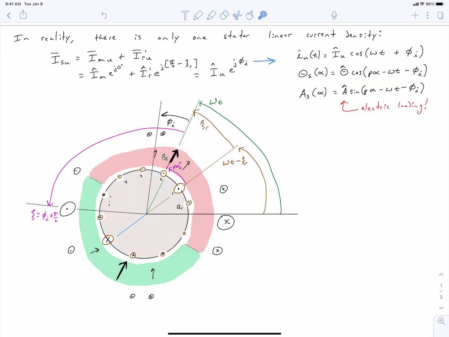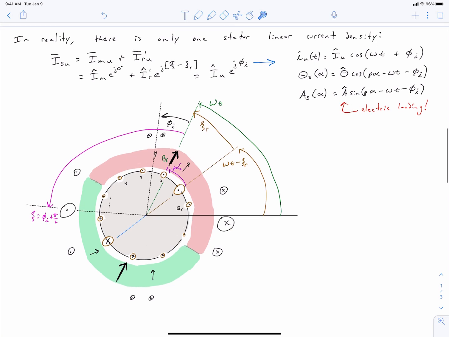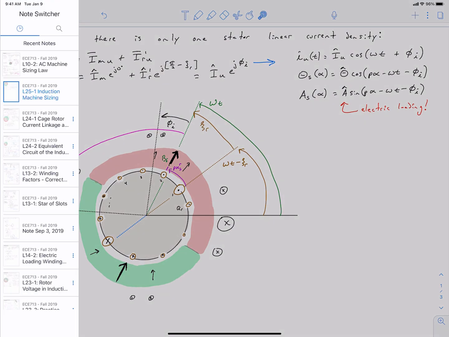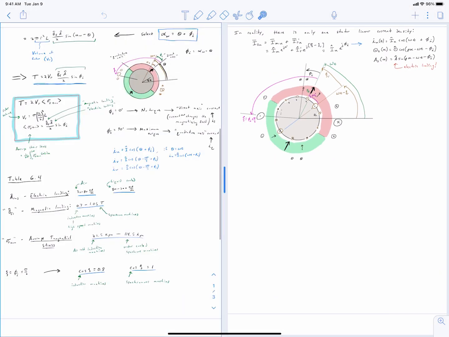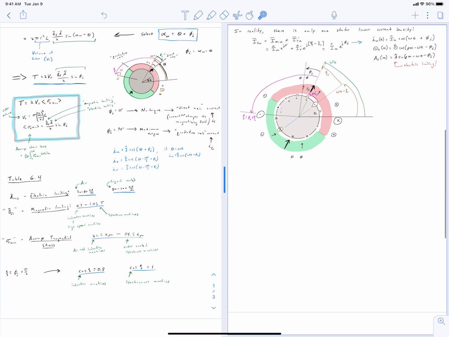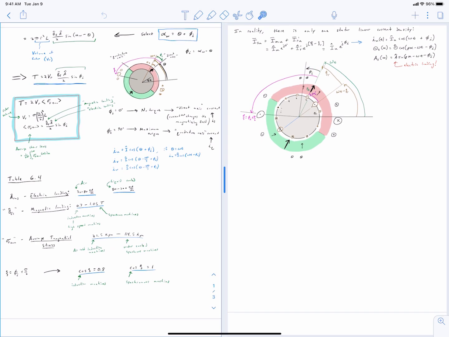And the angles on here, well, we've got the location of our rotor linear current density at the same location as always relative to our magnetizing field. And now we've got phi I, which is the separation between the axes of our stator linear current density and our magnetizing field. And that phi I directly matches the phi I that we had in our AC machine design sizing video. So you can see this phi I right here matches this phi I up here.